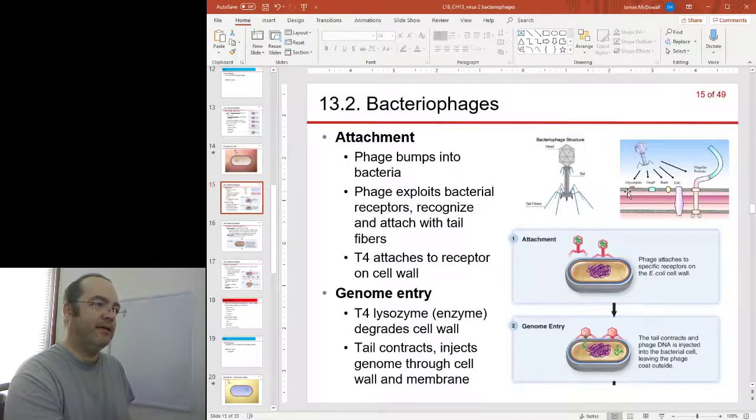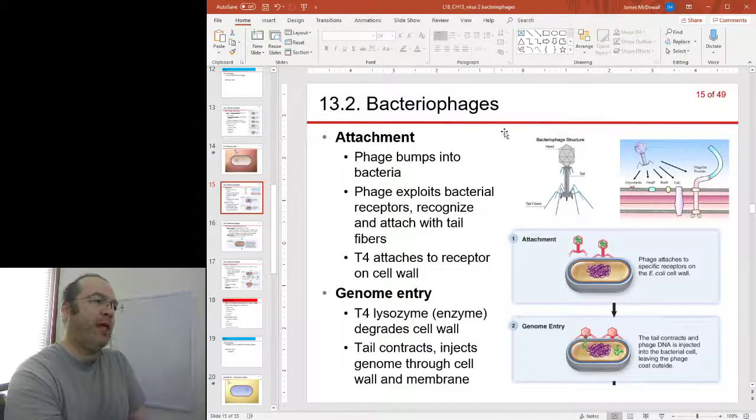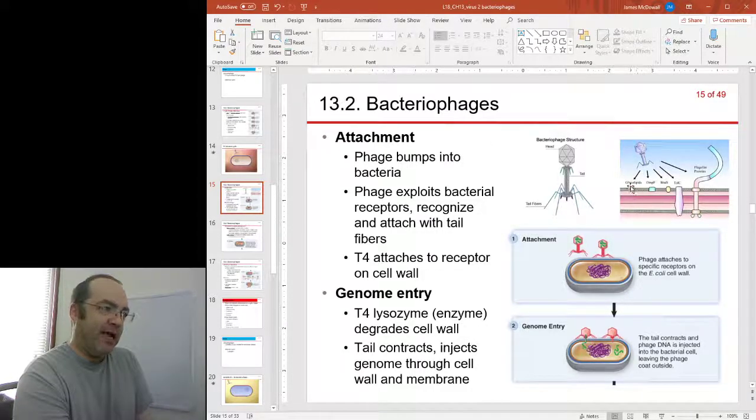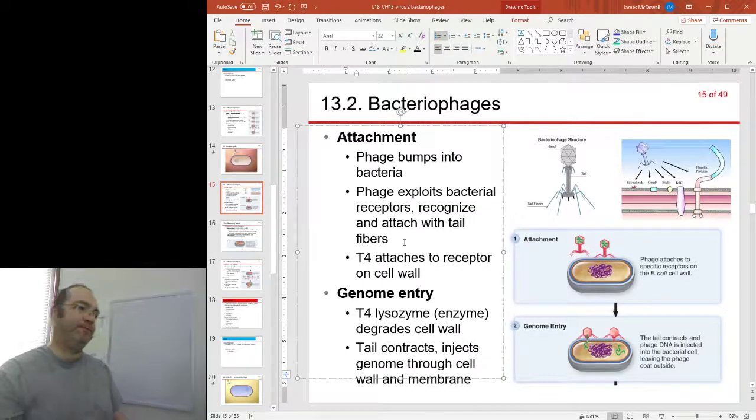You can see here there's a wide range of things that a phage might attach to. Bacteriophages, you'll often hear them just referred to as phages. A phage might stick to a glycolipid, it might stick to a variety of proteins, it might even stick to the proteins that make up the flagella. In the case of our T4 virus, it attaches to receptors on the bacterial cell wall.